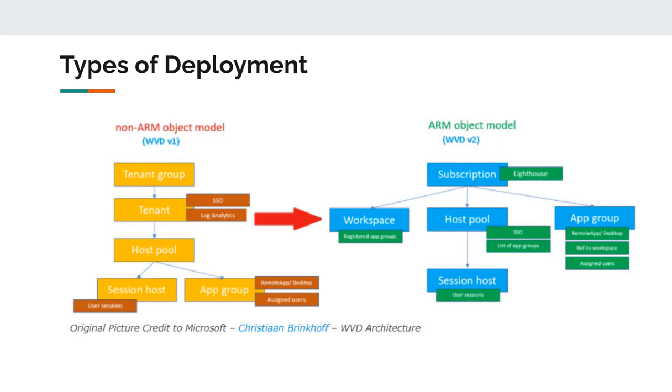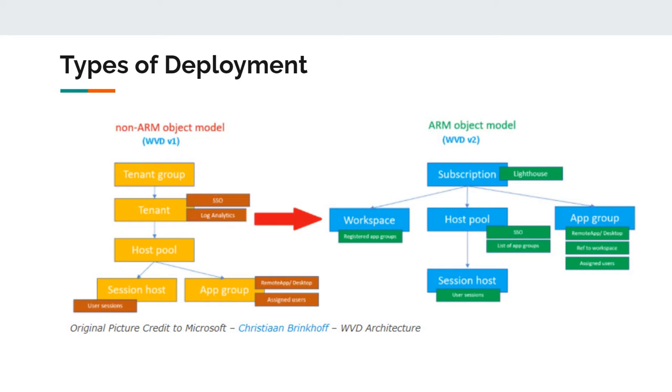And in the ARM model, this is integrated with the portal, so you can directly deploy Windows Virtual Desktop from the portal, which is very fast and quick. So you have to create a workspace, create a host pool, and the app group. Here we are seeing a new thing called host pool. Host pool is nothing but how you deploy the environment.